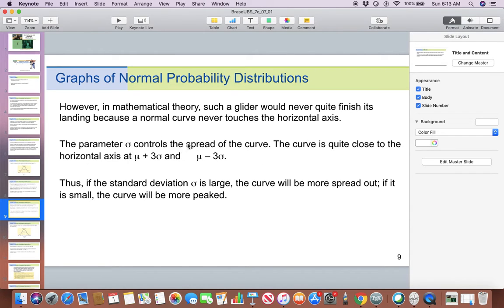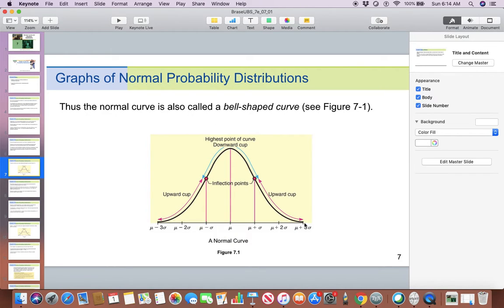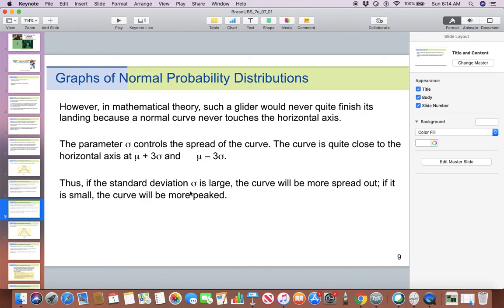The parameter sigma controls the spread of the curve. Sigma is your standard deviation. The curve is quite close to the horizontal axis at mu plus 3 sigma and mu minus 3 sigma. Notice how the curve is so close to the horizontal axis around these two levels, right? Thus, if the standard deviation sigma is large, the curve will be more spread out. If it is small, the curve will be more peaked.